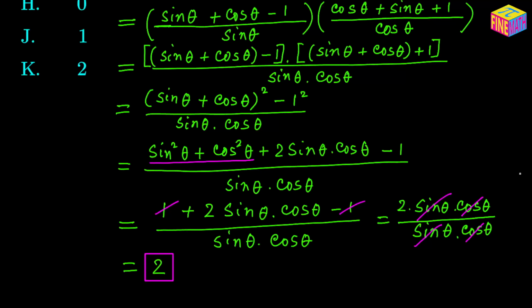And if you look at our answer options, we have 2 under option K. We can clearly see right here 2 under option K. So option K would be the correct option.